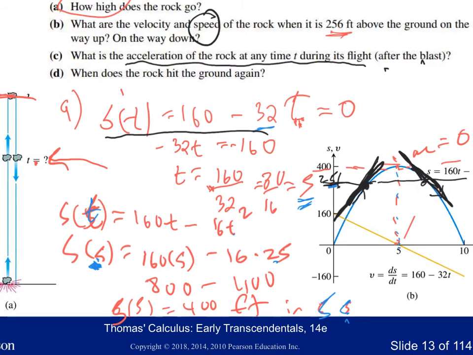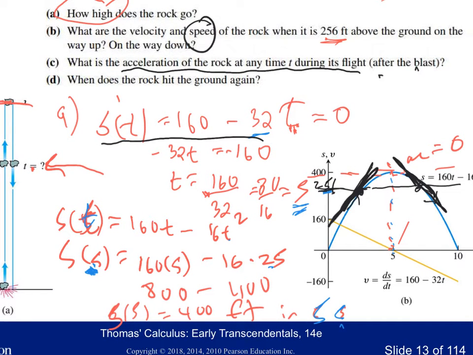D. When does the rock hit the ground? Well, okay, what goes up? I'm going to take a guess. The picture says 10. That's when it hits the ground. I would hope I wouldn't have to do a whole lot of calculus, but we can. Or not necessarily calculus, we can do at least algebra.